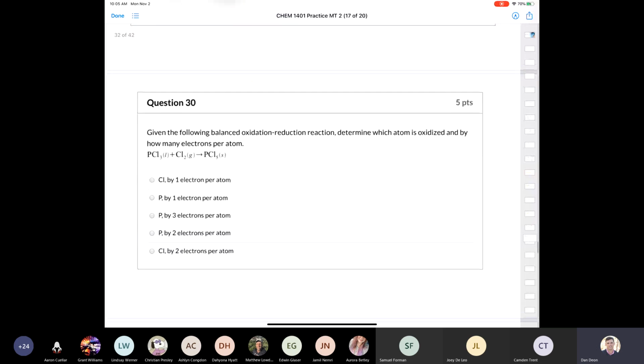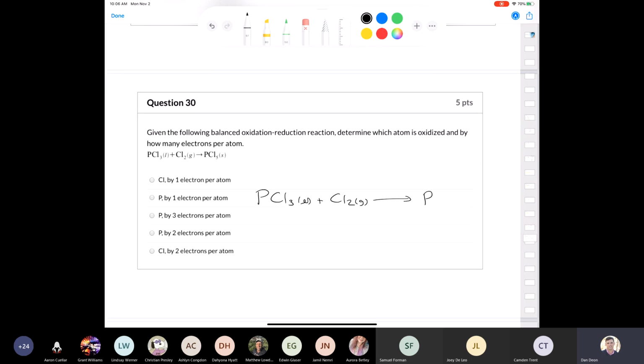Let's see here. Question 30 asks us, given the following balanced oxidation reduction reaction, determine which atom is oxidized and by how many electrons per atom. Let's write it a little bit bigger here. We have phosphorus trichloride plus chlorine gas gives us phosphorus pentachloride, which is a solid.